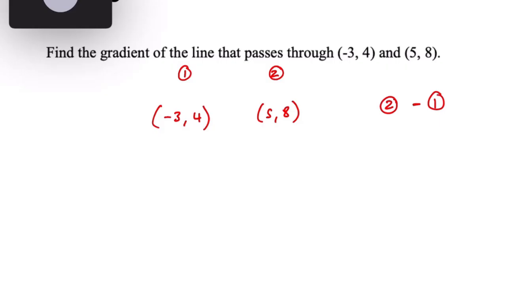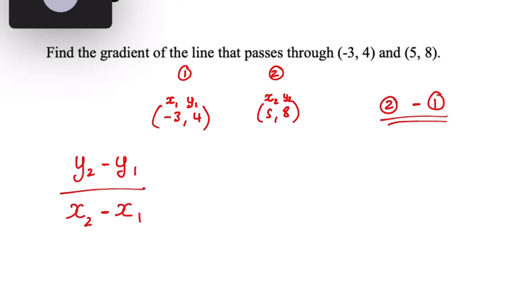So we've got 2 coordinates. We've got -3, 4, and we have 5, 8. Those are our 2 coordinates. We're going to label them. Let's call this 1 and let's call this 2. And we're going to do 2 subtract 1. Now let's label this x1 and y1. This one is x2 and this one is y2, because the first one is the first coordinate, second one is the second coordinate. Then we're going to use our formula: y2 subtract y1 divided by x2 subtract x1.